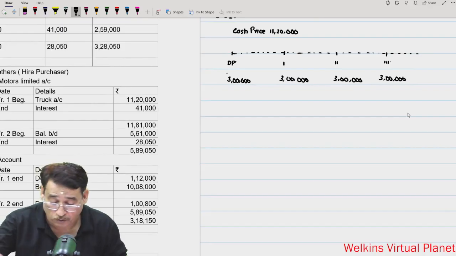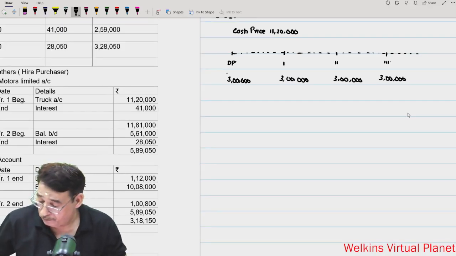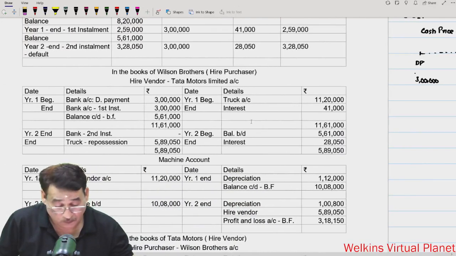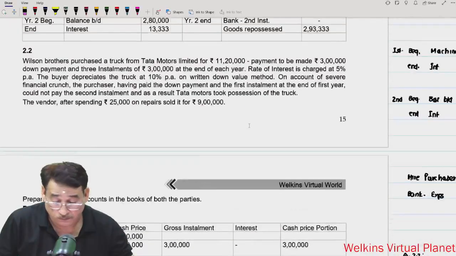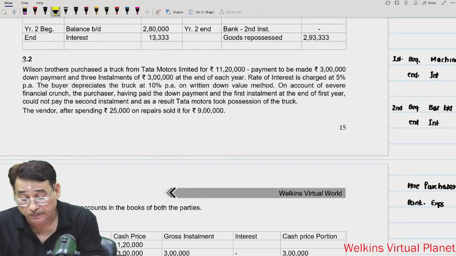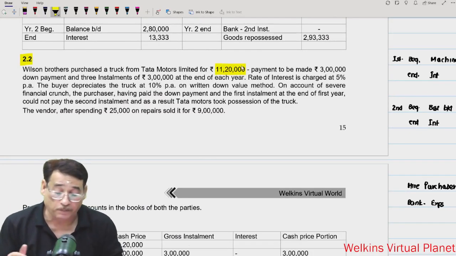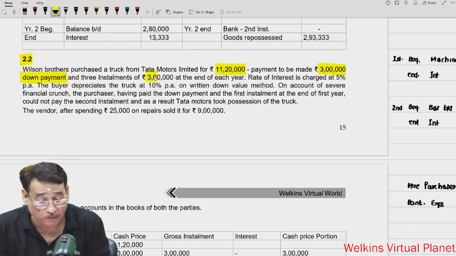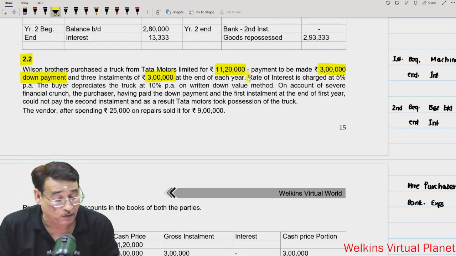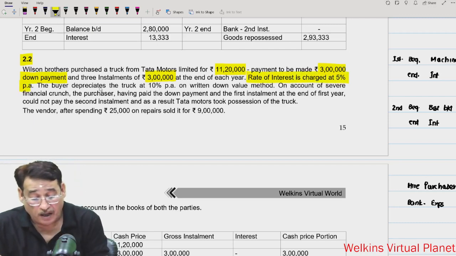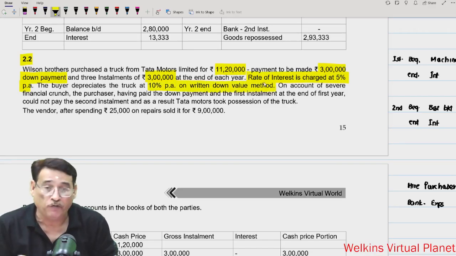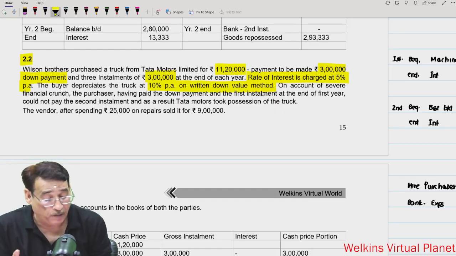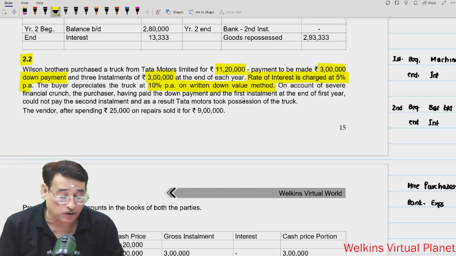And in 2.2, see here, have a look. Wilson Brothers purchased a truck from Tata Motors Limited for 11,20,000. Payment to be made: 3 lakh down payment and 3 installments of 3 lakh at the end of each year. Correct? This is what I told you. Rate of interest is charged at 5% per annum and the buyer depreciates the truck at 10% on written down value method basis. On account of severe financial crunch, the purchaser, after having paid the down payment and first installment, could not pay the second installment and Tata Motors took possession of the truck.